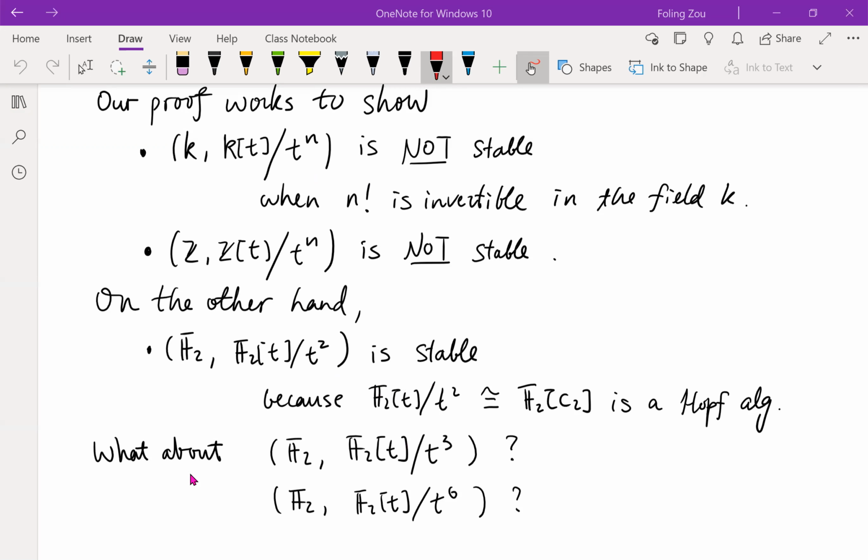And we are also interested in these other cases. What about if we have a power greater than the characteristic of the field, or if we have a power that the characteristic of the field divides, but it's not just a power of it? And we do not know the answer in these cases.